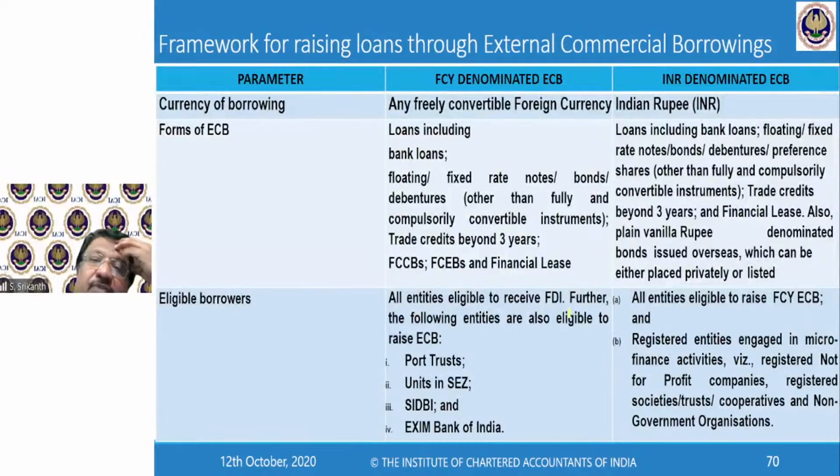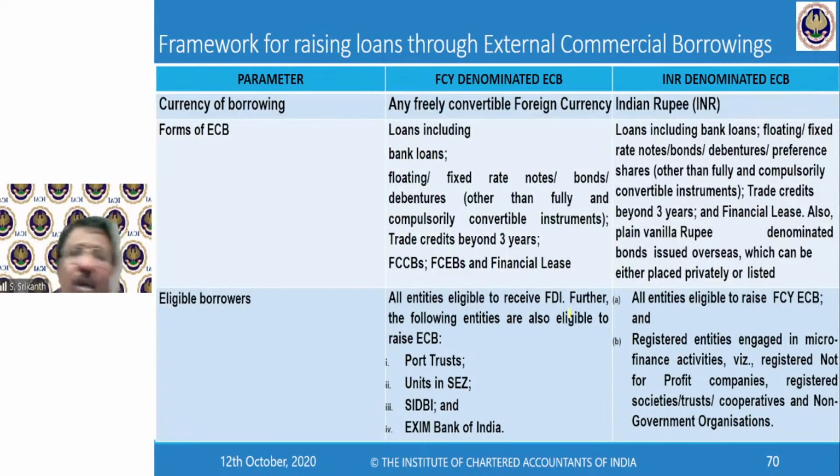There are many forms of ECB. You have the foreign currency denominated ECB. That is, the borrowing is in any freely convertible foreign currency. INR denominated ECB is borrowed in INR and repaid in INR. If somebody is willing to do it, fantastic. How nice. But normally, a foreign bank will lend only in foreign currency. He will say, boss, you take it in euro, give it back in euro.